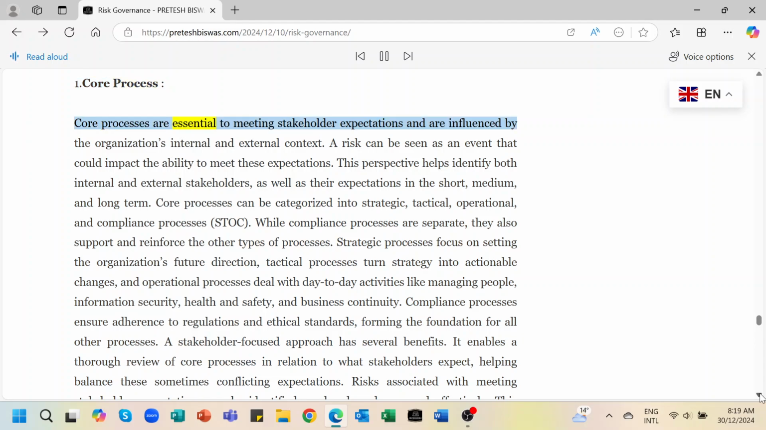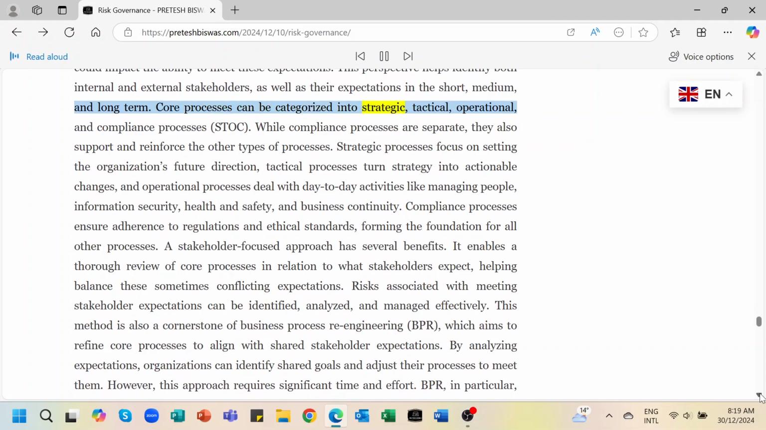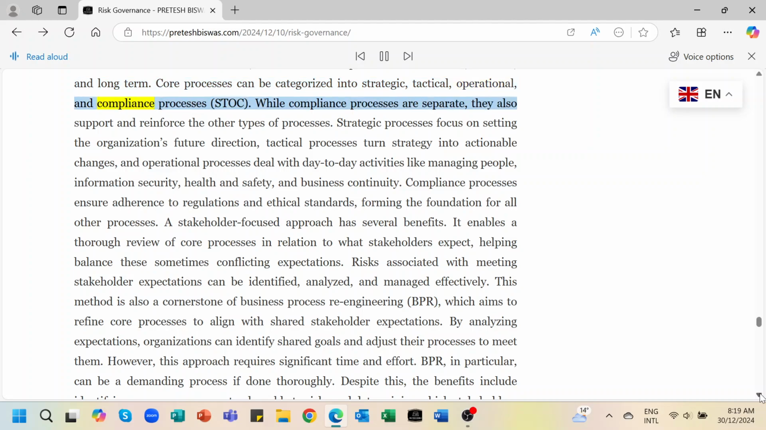1. Core process. Core processes are essential to meeting stakeholder expectations and are influenced by the organization's internal and external context. A risk can be seen as an event that could impact the ability to meet these expectations. This perspective helps identify both internal and external stakeholders, as well as their expectations in the short, medium, and long term. Core processes can be categorized into strategic, tactical, operational, and compliance processes. While compliance processes are separate, they also support and reinforce the other types of processes.